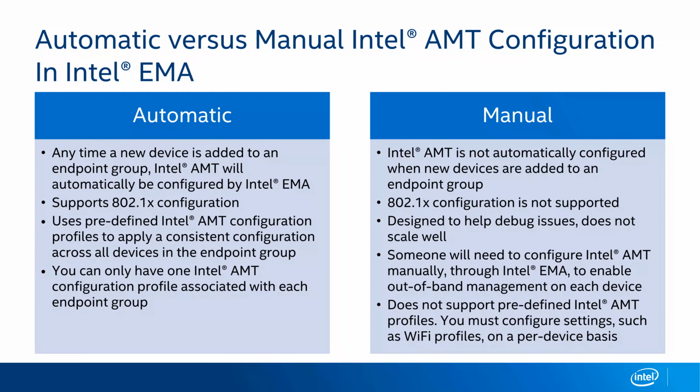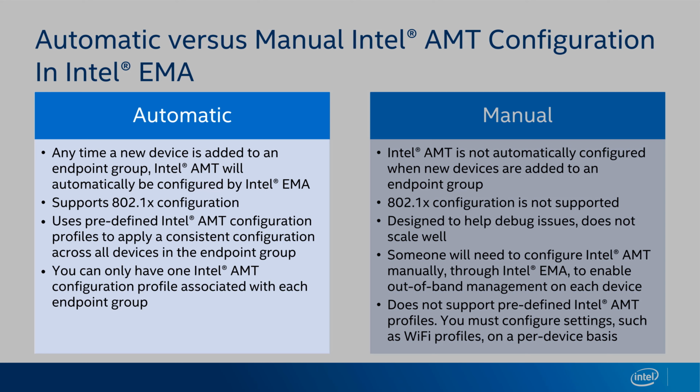All right, next let's move on to talking about the provisioning models for Intel AMT and Intel EMA. We're going to start out by talking about the two ways that you can enable the configuration process for AMT. We support both an automatic configuration as well as a manual process. With automatic configuration, you predefine an Intel AMT profile that'll be used to configure Intel AMT on your vPro devices every time they become members of a new endpoint group inside of Intel EMA. This particular configuration supports 802.1x, as well as the ability to predefine Intel AMT wireless profiles.